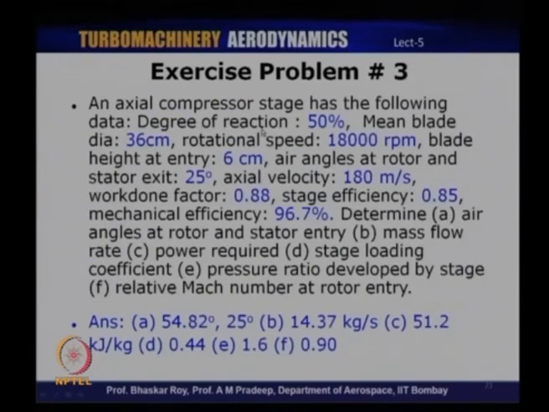The third problem is an axial compressor stage with the following data: degree of reaction of 50%, mean blade diameter of 36 centimeters, rotational speed 18,000 rpm, blade height at the entry of 6 centimeters, air angles at rotor and stator exit of 25 degrees, axial velocity 180 meters per second, work done factor 0.88, stage efficiency 0.85, and mechanical efficiency of 96.7%. Determine the air angles at rotor and stator entry, mass flow rate, power required, the stage loading coefficient, pressure ratio developed by the stage, and relative Mach number at rotor entry.